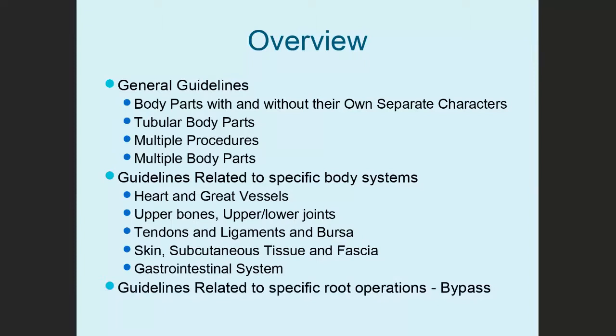So this is what we're going to talk about. General guidelines, tubular body parts with and without their own separate characters, tubular body parts, multiple procedures, and multiple body parts. Then we're going to talk about guidelines related to specific body systems: heart and great vessels, upper bones, upper joints, lower joints, tendons, ligaments, and bursas, and skin, subcutaneous tissue, and fascia, and the gastrointestinal system. Finally, we're going to talk about guidelines related to specific root operations, like bypass.